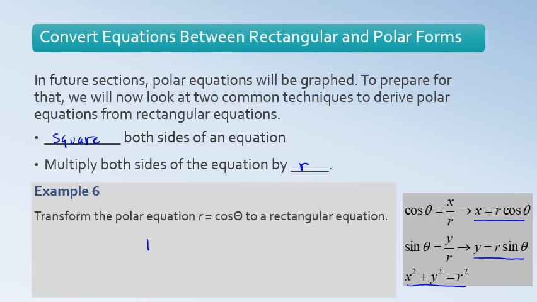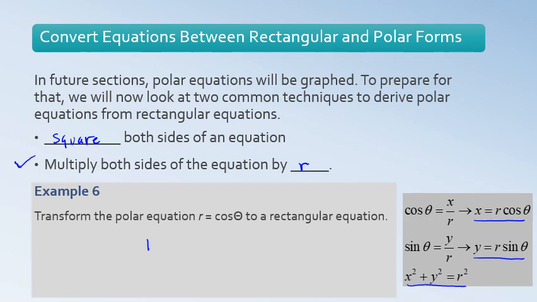So example 6 says, transform the polar equation r equals cosine theta into a rectangular equation. So r equals cosine theta. We want to get rid of the r, we want to get rid of the theta, and we want a rectangular equation that involves only x's and y's. So what can I do to this thing? Let me try maybe doing the step 2.